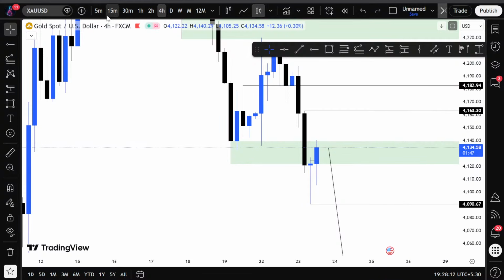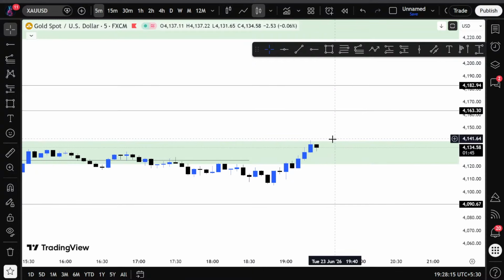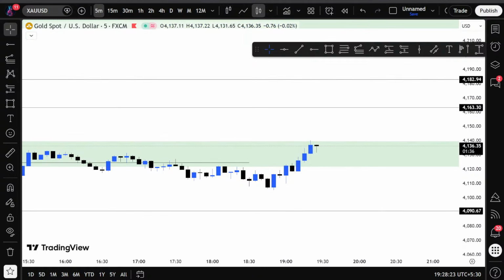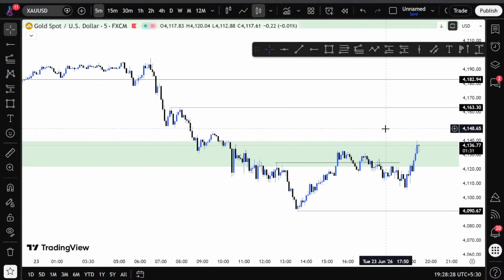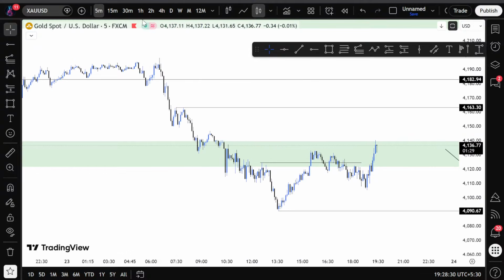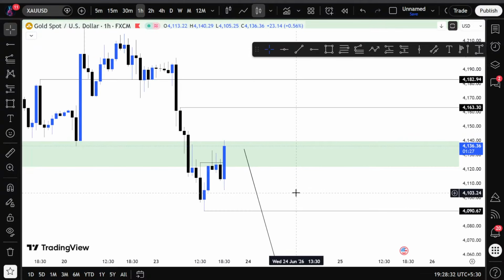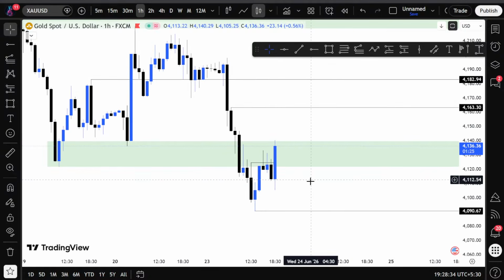Why in my broker did it touch 4140 already? It has already touched it. See, this high is around 4140. It will not drop from here, guys.